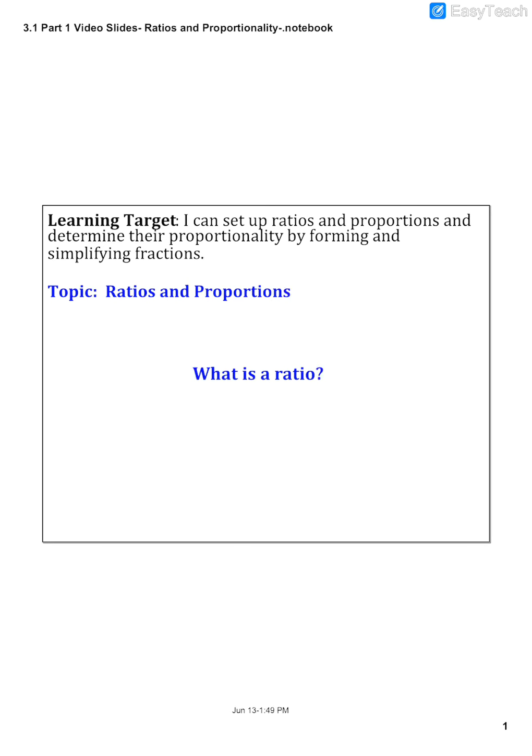Everyone, today we're going to talk about setting up ratios and proportions and determining their proportionality by forming and simplifying fractions. What is a ratio? A ratio is a comparison of two quantities or more. For example, if you have a recipe, for every 2 eggs, you need 3 cups of flour. That would be an example of a ratio. You're comparing eggs to flour.